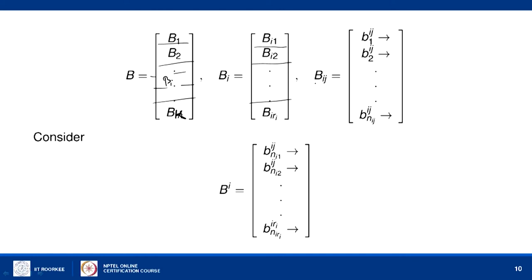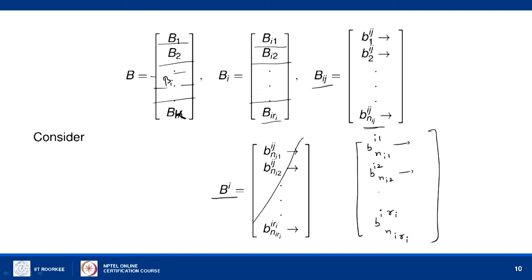And then for each Bij, we can write the matrix in this form. So this superscript ij represents that it corresponds to the matrix Bij. So B superscript ij has rows: b1 is the first row, b2 is the second row, and b suffix nij is the last row of the matrix Bij. Now we take a new matrix, called B superscript i, which we define like this. For each block here, Bi1, Bi2, up to Biri, the last row looks like this. For example, for Bi1, the last row is small b i1, small b ij nij.